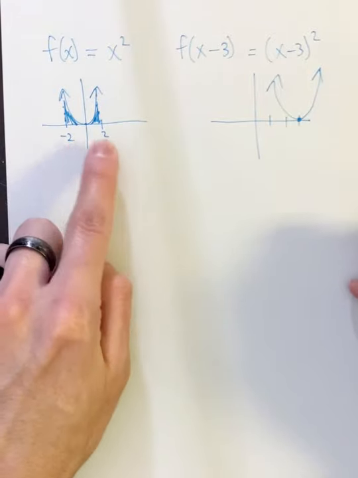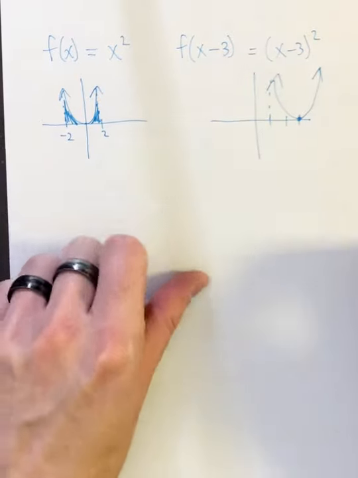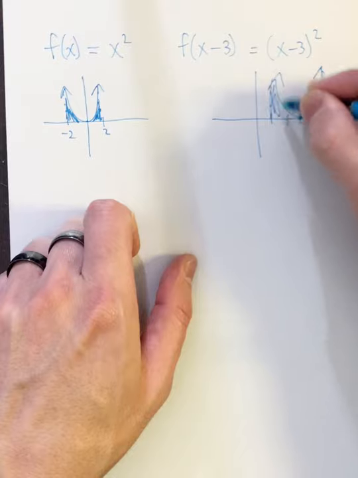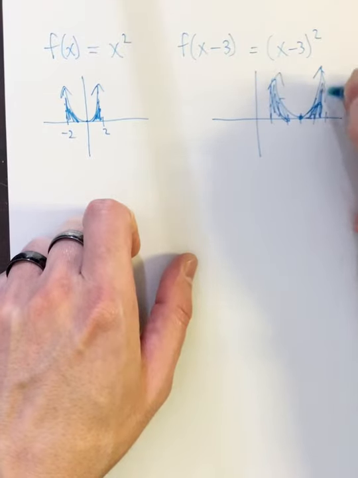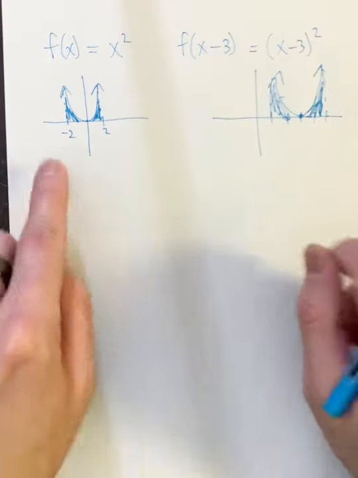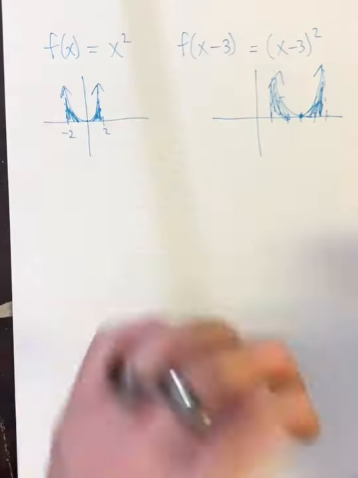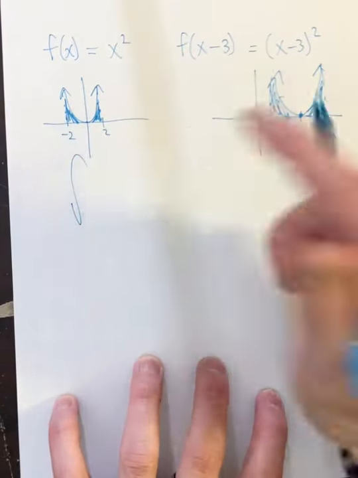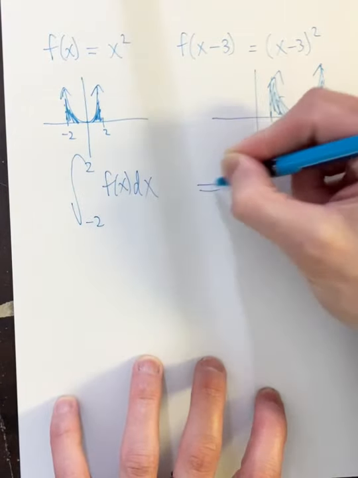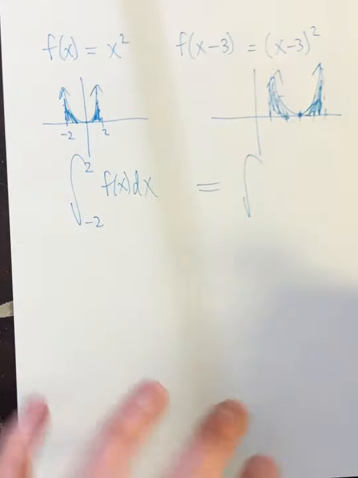So if I add 3 to -2, I get back 1. And if I add 3 to 2, I get back 5. So you see, if you move a graph 3 spaces to the right, then you have to move the limits of integration also 3 spaces to the right, like this. This is the integral from -2 to 2 of f of x. This is the same area as this. It's not a good picture, but it communicates the idea.